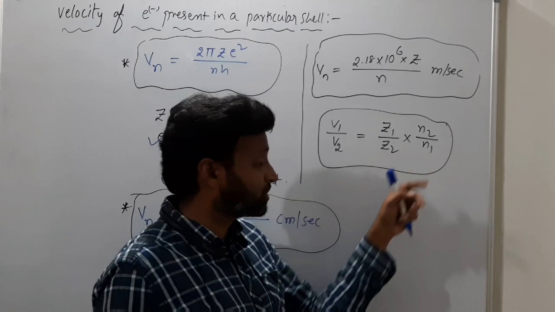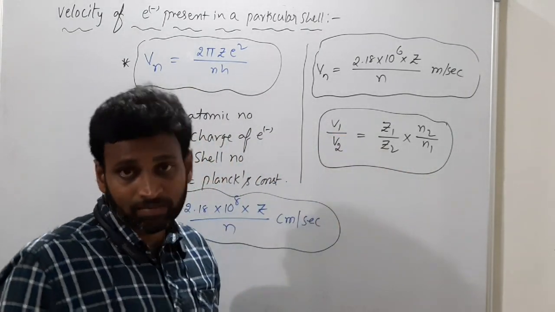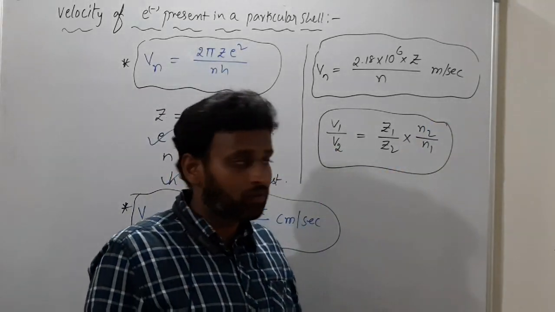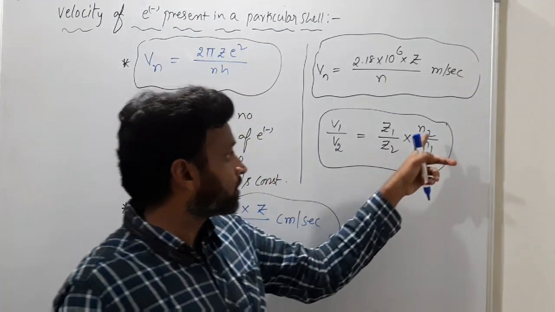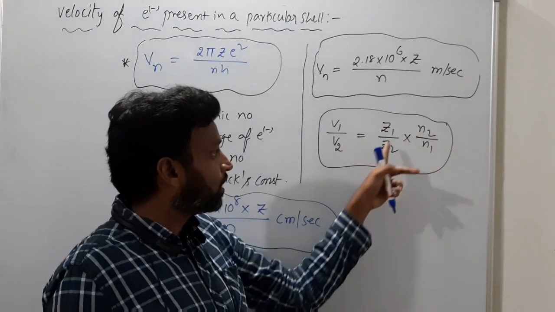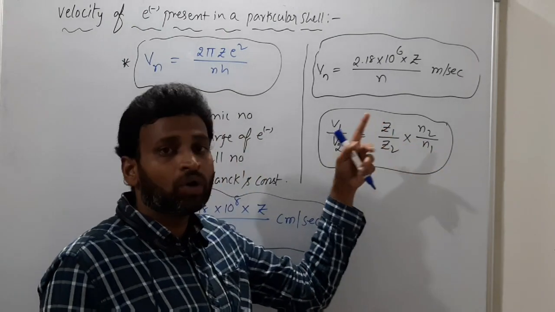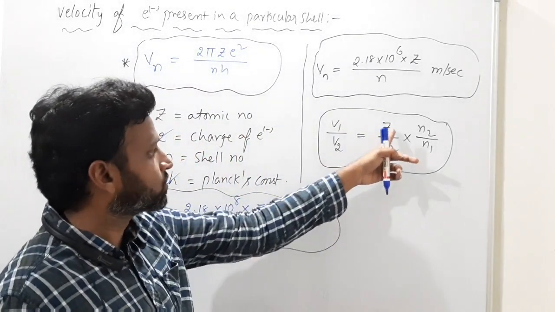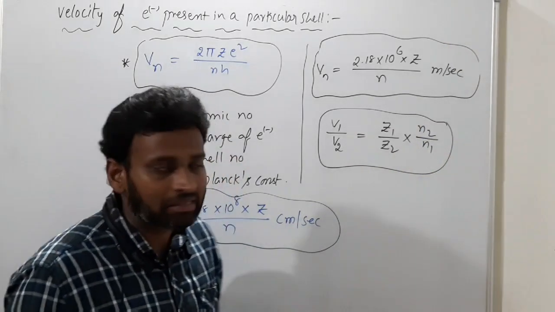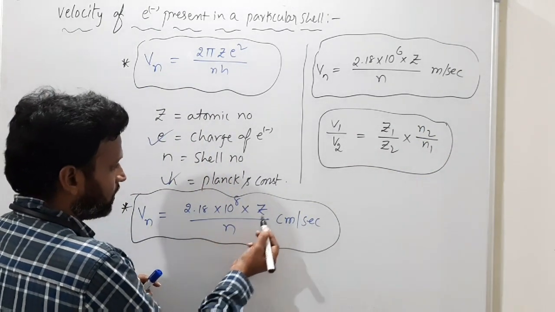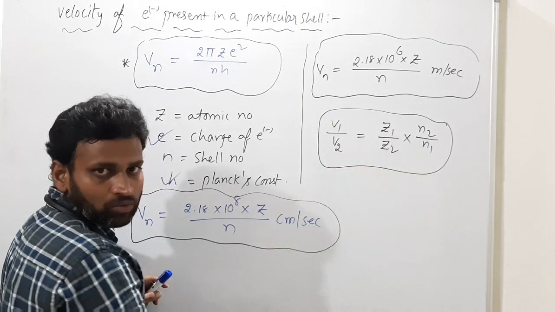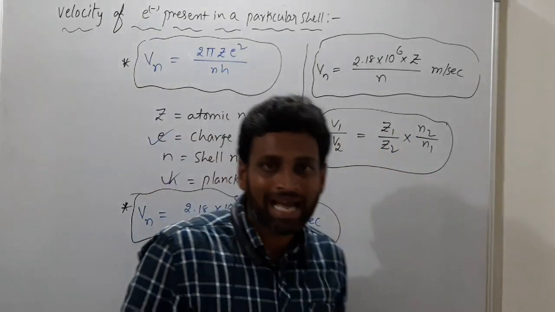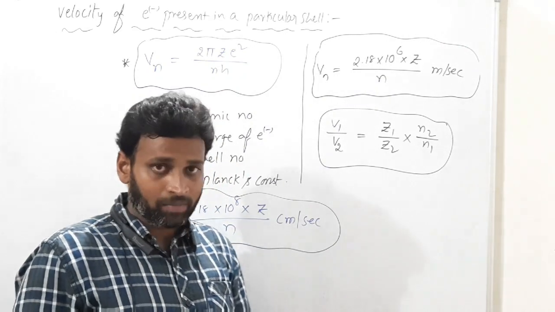Velocity ratios for different shells which consist of different atoms. Electron velocities they are asking. One electron is present in the third shell, one electron is present in the first shell. The third shell electron belongs to helium. The first shell electron belongs to hydrogen. Then what is the velocity ratio? You can solve V1 by V2 is equal to Z1 by Z2 into N2 by N1. What I did? Nothing. This formula, I took two times. So the numerator is Z1 by Z2, no change for the ratio. The denominator will be reversed, so N2 by N1 you are having. Hope you understood. Please remember all these things.